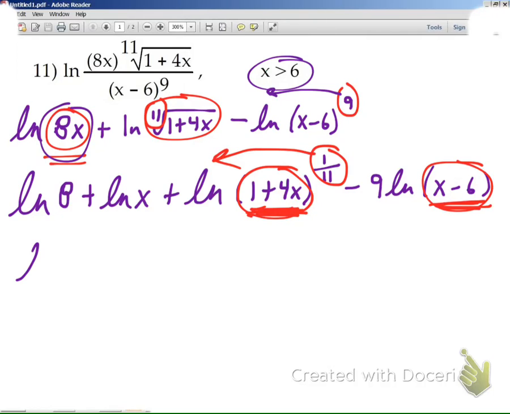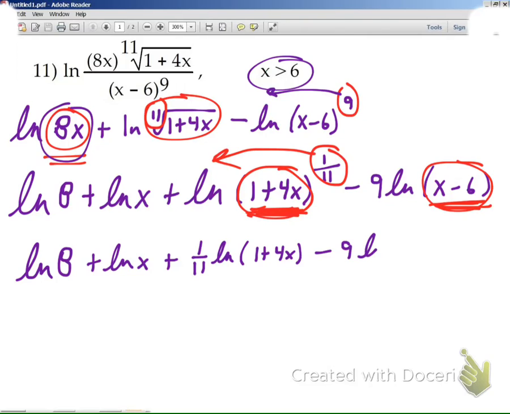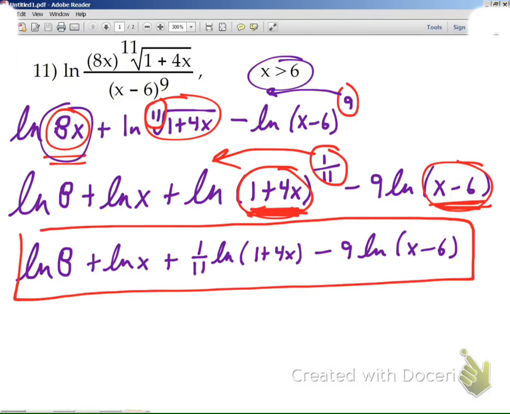We have finally the ln of 8, so that's our first part, and then we have plus ln of x. We can't simplify that anymore, plus, bringing the exponent out in front, 1 over 11, multiplied by the ln of 1 plus 4x. Do not even think about splitting that up, like I said. Minus 9 times the ln of, again, don't split this up either, x minus 6. Okay, so there we go. We've got that expression right there, and that's a granddaddy problem. You're in the big leagues if you can do that one. So you just did, so nice job.